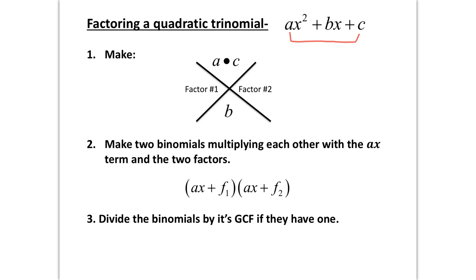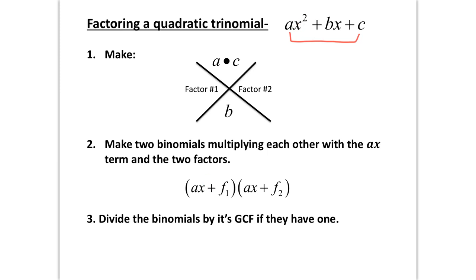When you find those two factors, step number 2, you are going to make two binomials multiplying each other with the ax term and the two factors. I gave you this example here. You're going to put the ax term in the beginning of the first parenthesis and the ax term in the second parenthesis. So whatever you have up here, you will put ax here and then the ax. Notice the x doesn't have a squared, because when you multiply, that's when you get the x squared.